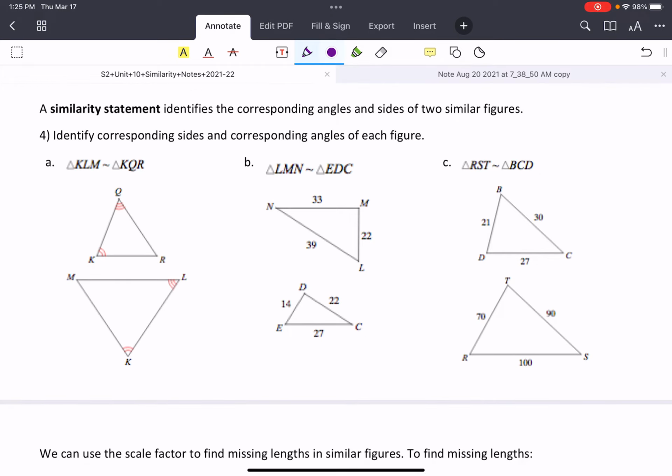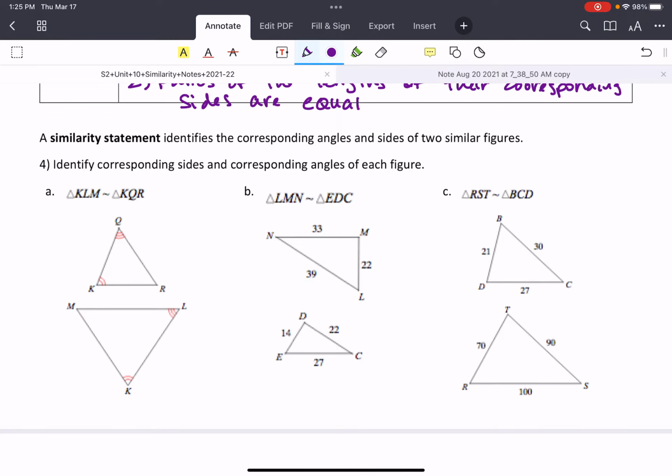Okay, the next part is just telling us how to write a similarity statement, and all it's saying is that we're going to put the pieces of the triangle with the pieces of the triangle. So K is going to match with K, and you can see that because right here I have 2 lines and right here I have 2 lines, little arc lines. L is going to match with Q, so here I have 3 lines and here I have 3 lines. And lastly, M is going to match with R. So I'm going to go ahead and put a little 1 arc line with M and R.